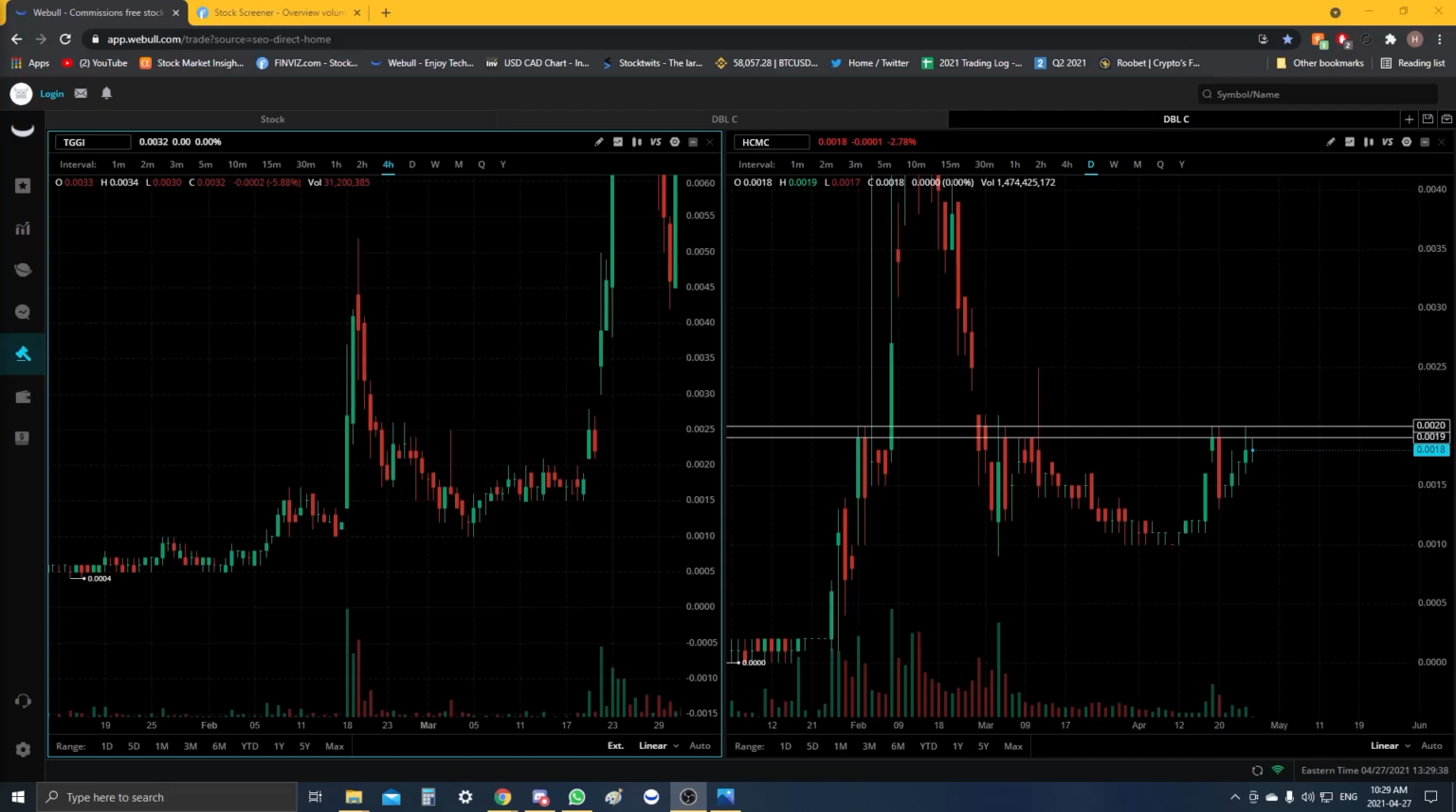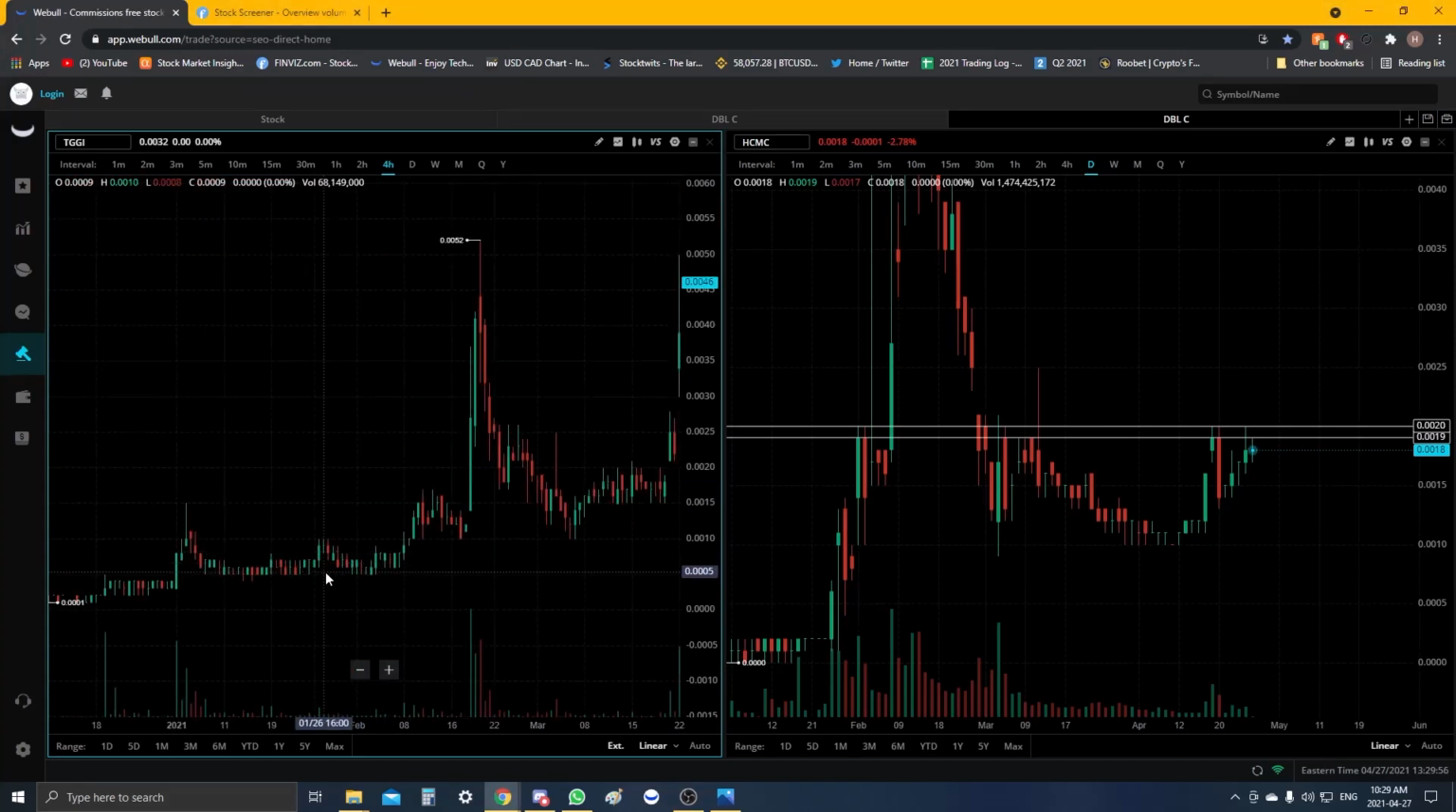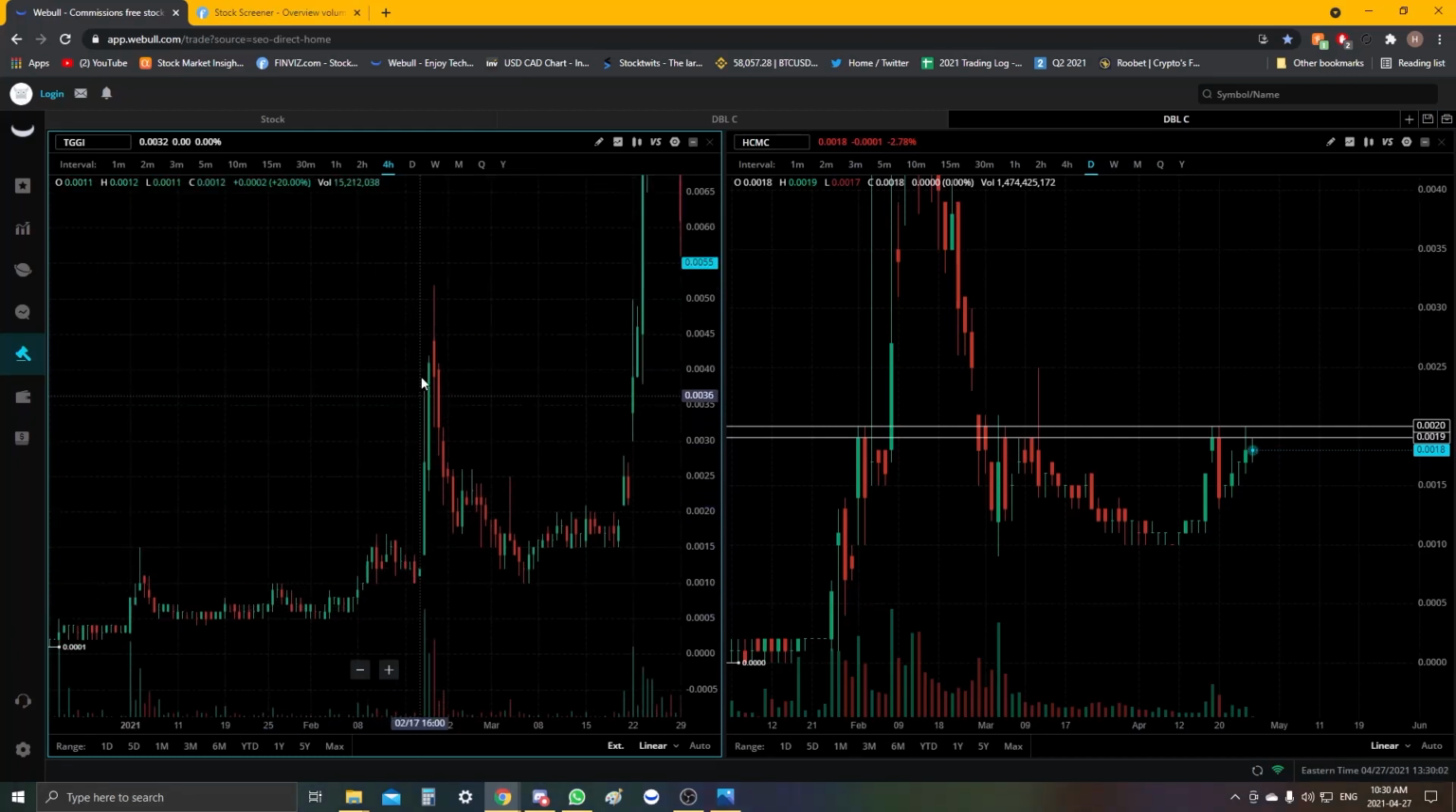The next lesson will be the pullback strategy. So what is a pullback? As you know, after a stock has had its run, TGGI for an example. People that have been in our Discord know that we got in TGGI around this price right here, around 006. Where would that be? Right here. Okay, we got it around here. And then what happened? Well, it started to run up all the way up here.